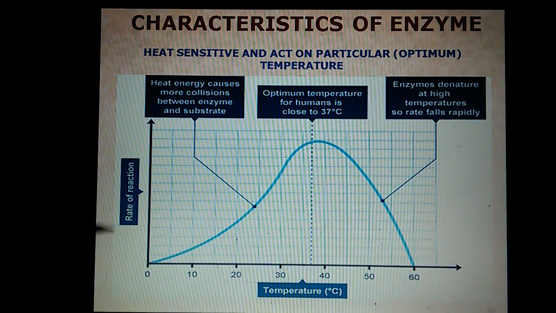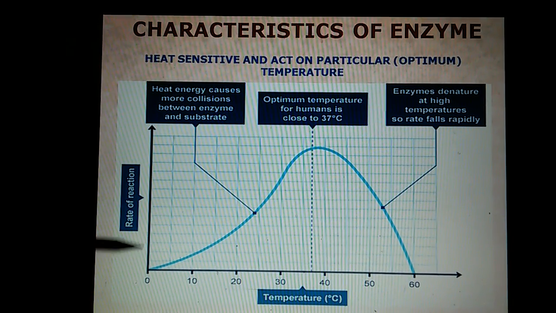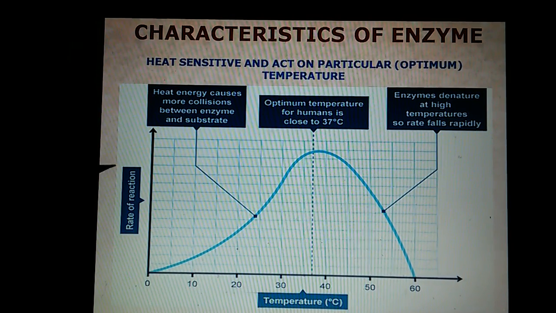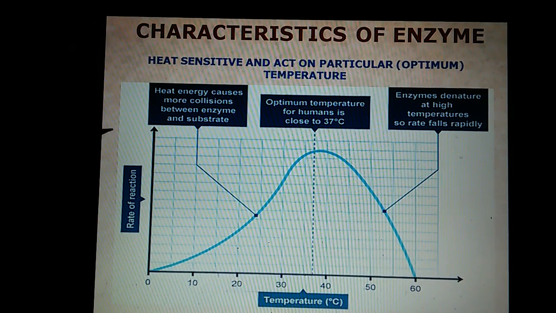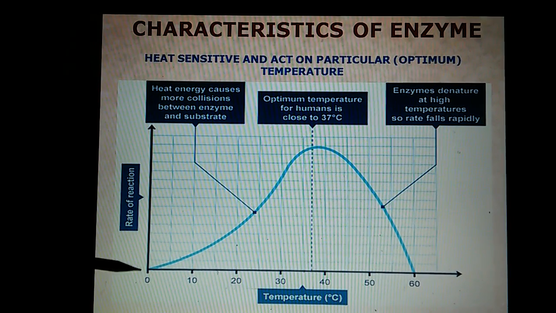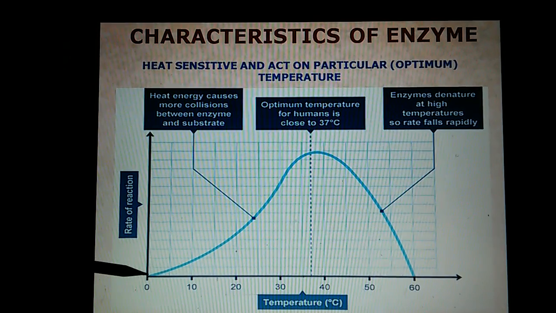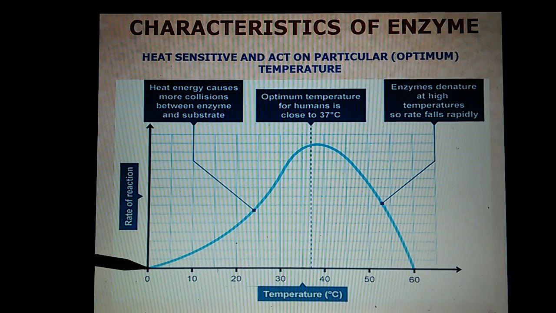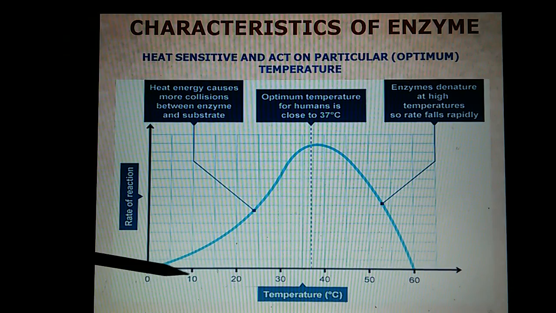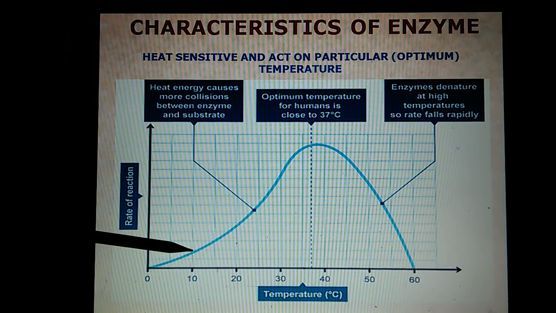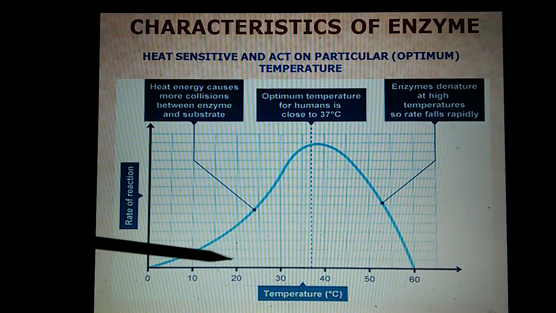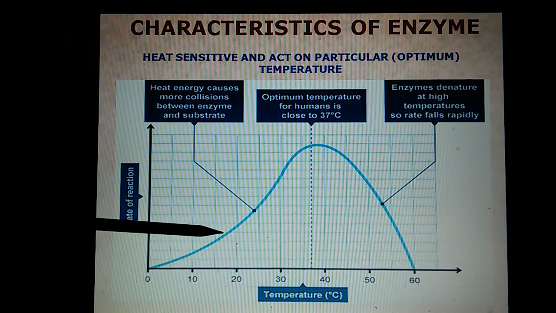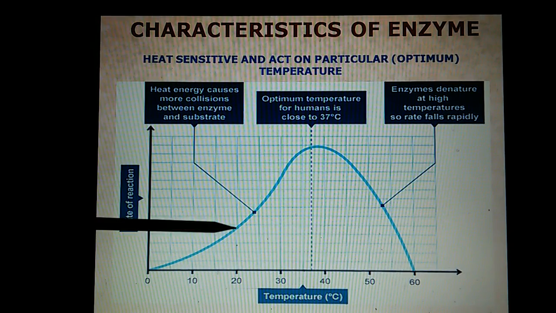So at your normal body temperature, your enzymes work best and show their full activity. This is a graph where you can easily understand the effect of temperature on the rate of reaction. On the x-axis, you will find the temperature in Celsius. On the y-axis, you will find the rate of reaction. Initially, at 0 degrees centigrade, there is no activity of the enzyme. But when you increase the temperature from 0 to 10, you will find a change in the activity of the enzyme. From 10 to 20 degrees, again a 10 degree difference, you will find a further change in the rate of reaction.